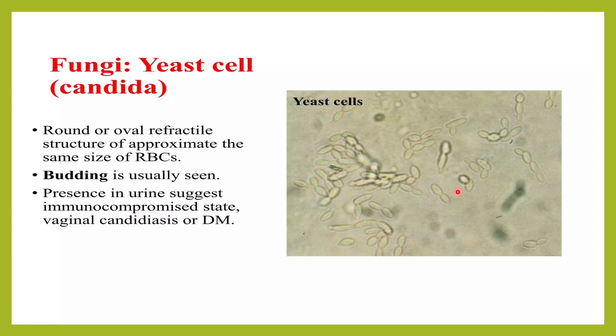These are the yeast cells which are seen in the urine. They are round, oval, refractile structures. Sometimes you might mistake them for RBCs, but you will see budding, which you see in the yeast but not in the RBCs. When you see such yeasts in the urine, it could sometimes be just contamination.